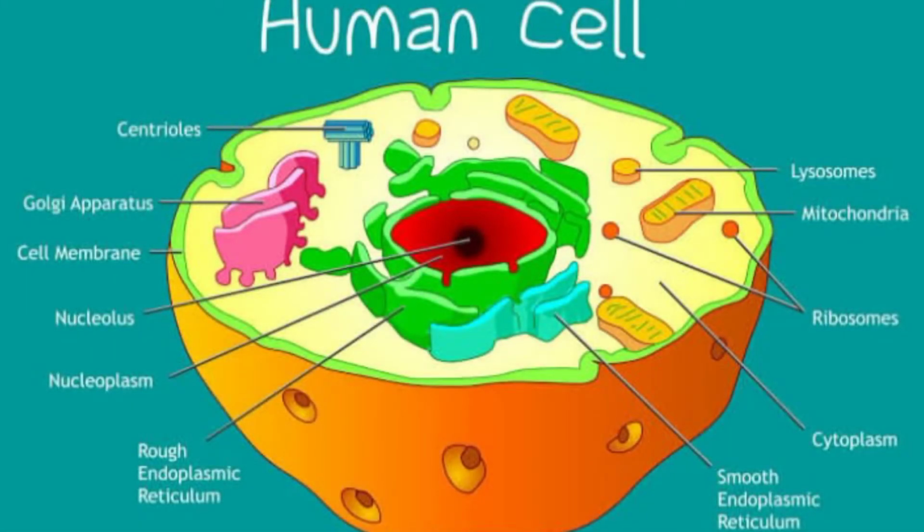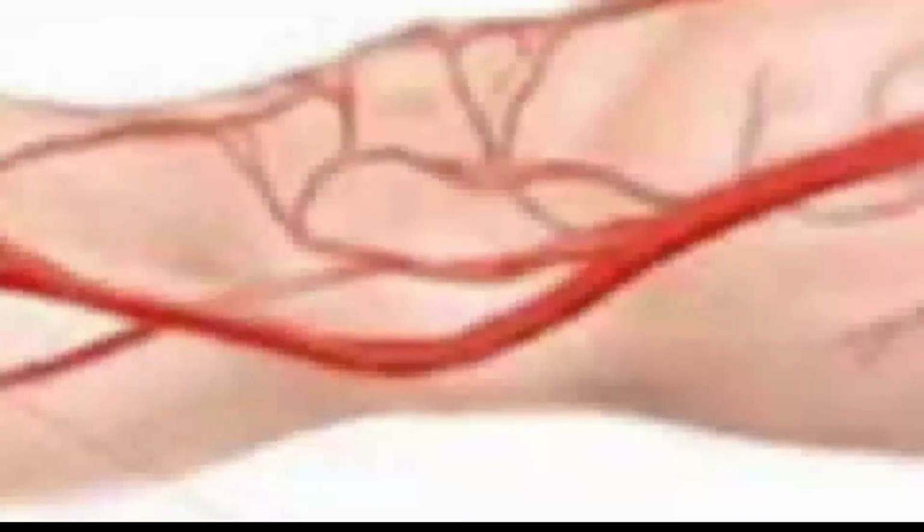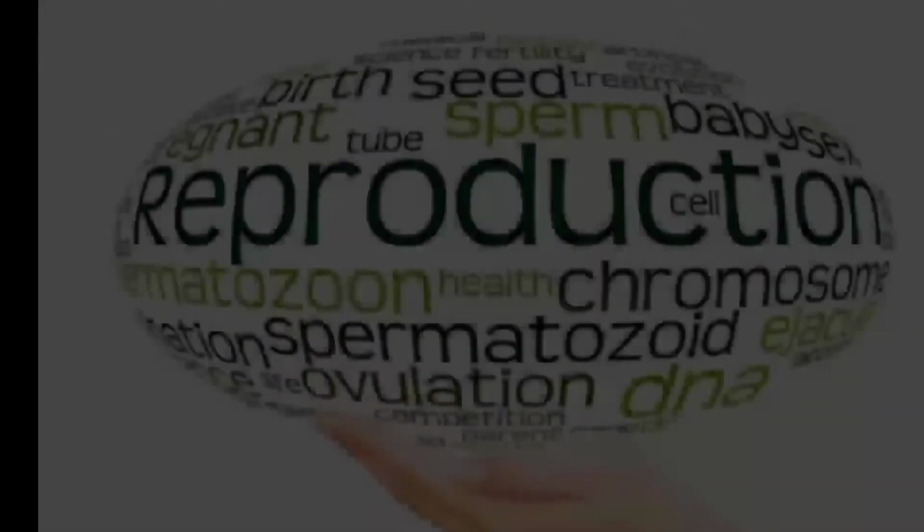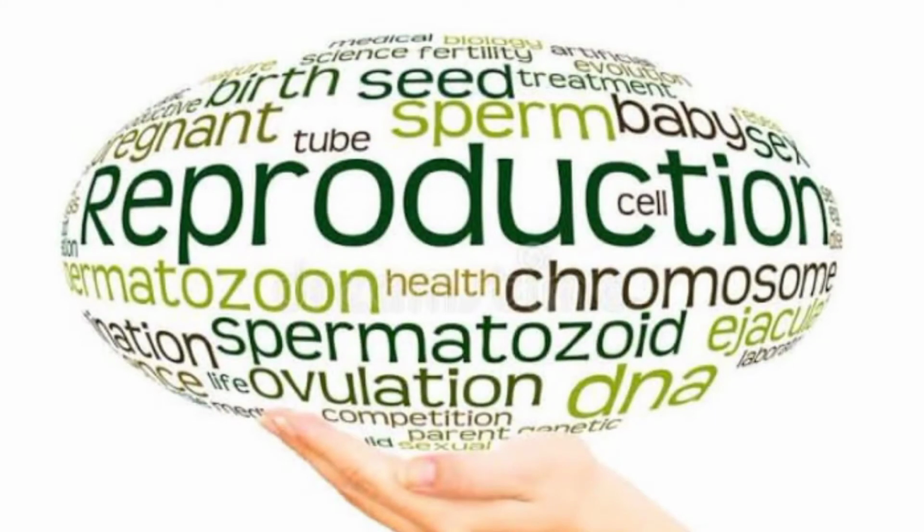Cells are the smallest structural and functional units of an organism. Nutrition, transportation, excretion, reproduction, these are some characteristics which are found in an organism. And just to perform these activities, there is requirement of energy.